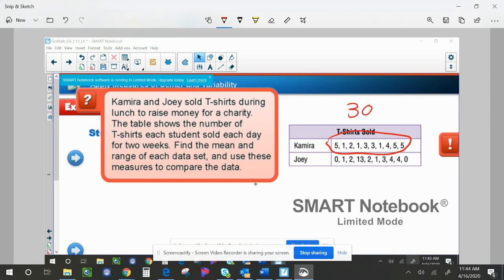And how many sets do we have? We have 1, 2, 3, 4, 5, 6, 7, 8, 9, 10. So 30 divided by 10, that equals 3, right? 10, 20, 30, yes. Okay, let's do the same thing here.